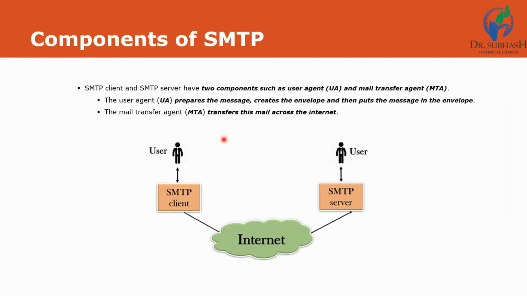Okay, there are two kinds of components related to SMTP, and these components are UA and MTA. Listen carefully. UA, that means user agent, and MTA, mail transfer agent. Two kinds of agents are available to help your mail transmission from local to internet: user agent and MTA, mail transfer agent.